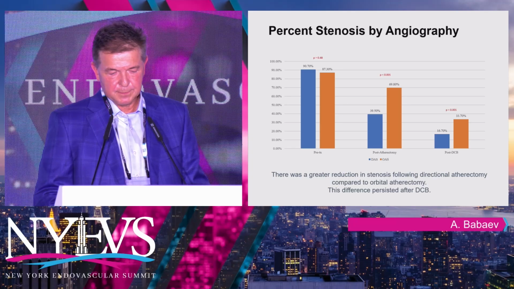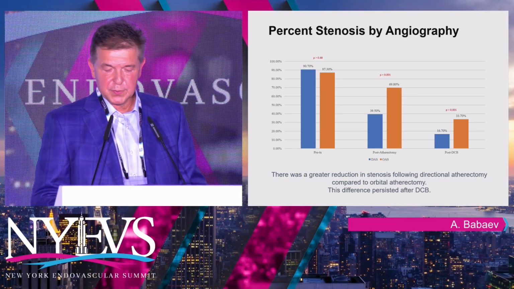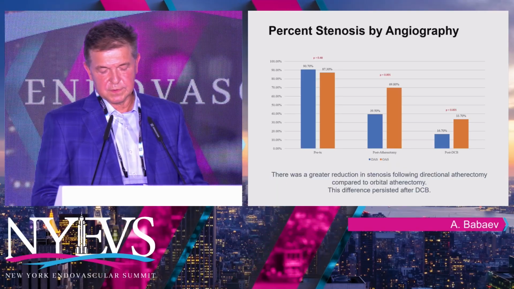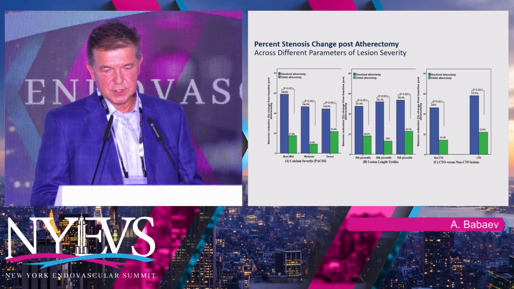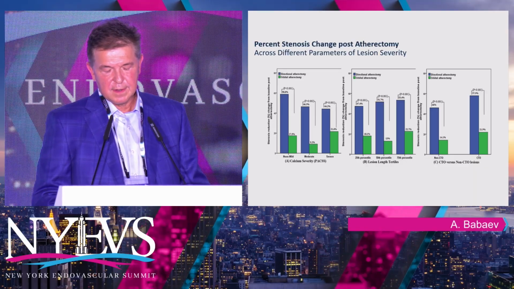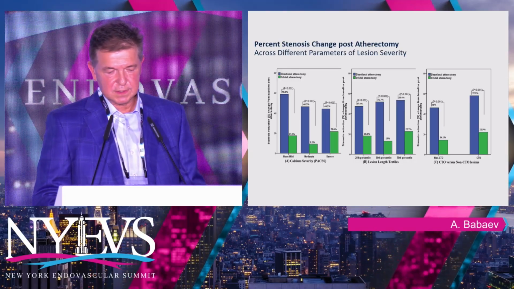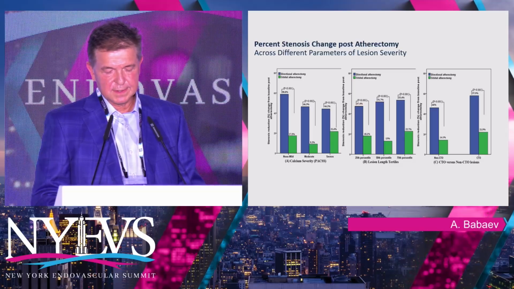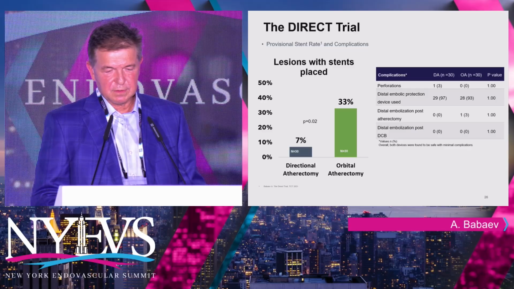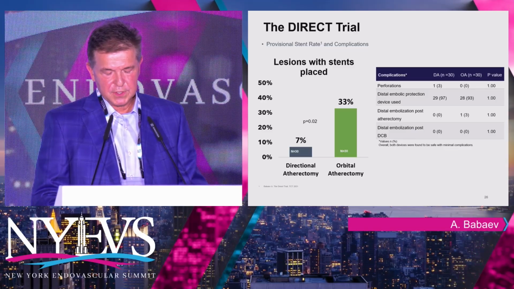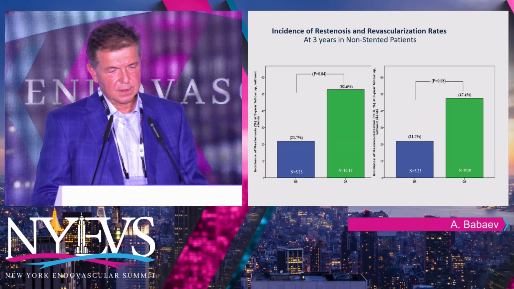It showed that there was a greater reduction in stenosis following directional atherectomy compared to orbital atherectomy, and this difference persisted after DCB. Percent stenosis change post-atherectomy was also greater in the group treated with directional atherectomy. No matter how you slice the data, whether you look at calcium severity, lesion length, or CTO versus non-CTO, directional atherectomy still provided a better result. There were few patients who required stents after atherectomy in the directional atherectomy group.